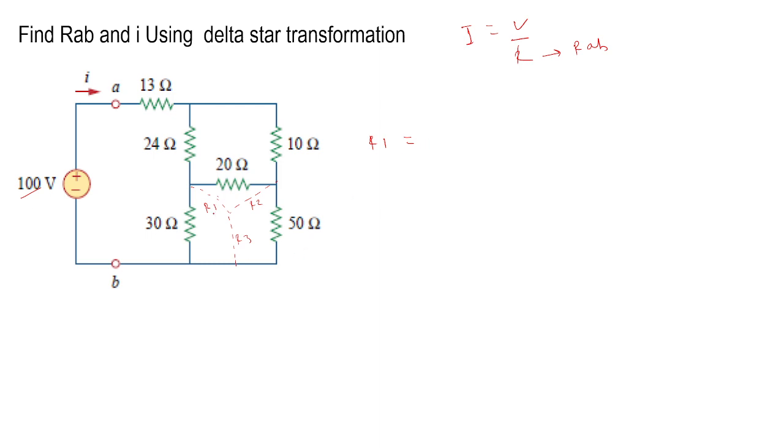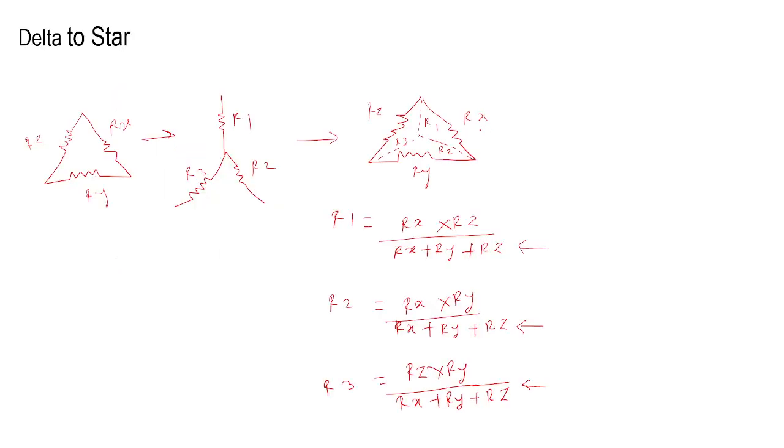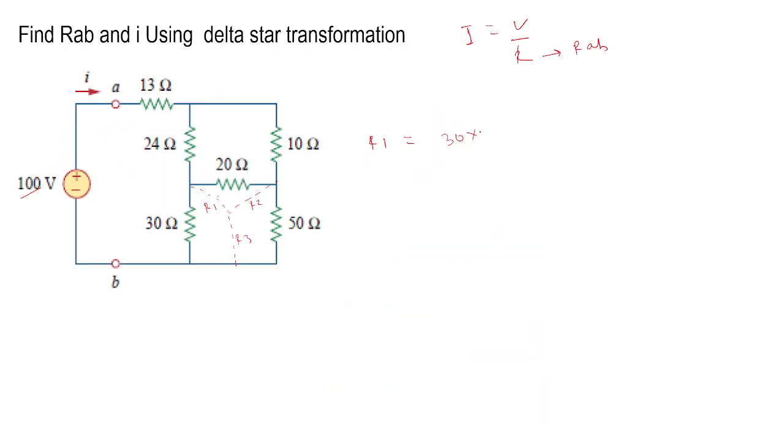तर याच्यामध्ये बघा, पहिल्यांदा आपल्याला काय करावं लागेल, it will be 30 multiply by, we are doing delta to star na, so yes, 30 multiply by 20 divided by addition of all, that is nothing but 30 plus 20 plus 50. So R1 will be how much, it will be 6 ohm.